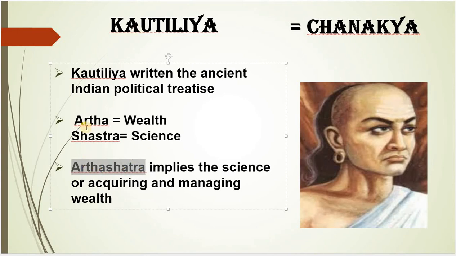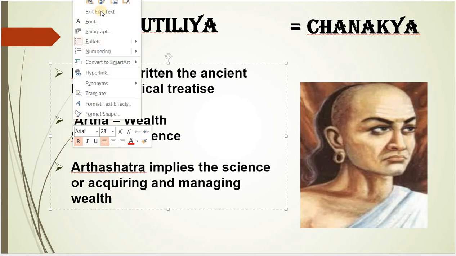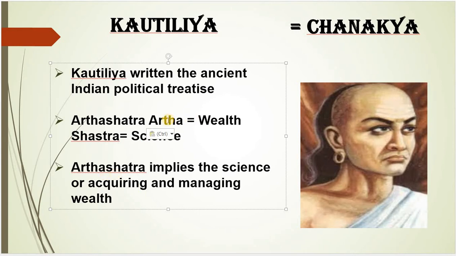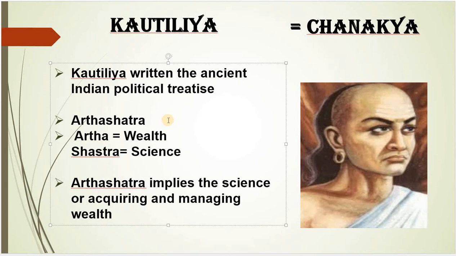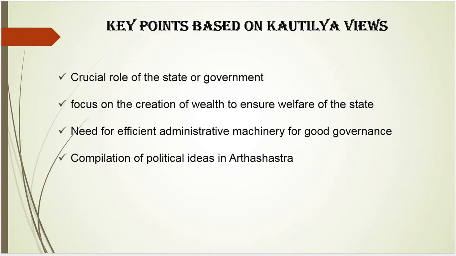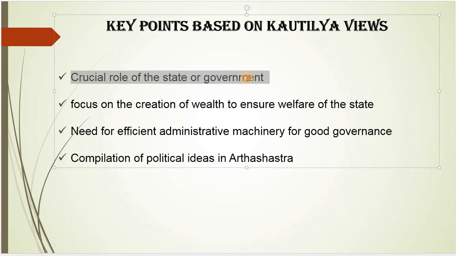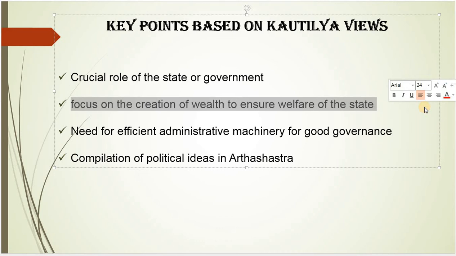Basically, it is a science of managing and acquiring wealth, meaning how the state should collect revenue and manage it. This is what Arthashastra is. Now we'll discuss the key points and views of Kautilya, which he gave in his book Arthashastra. He wrote that state and government play a crucial role in managing and acquiring wealth. As per him, it is for the state to focus on how to gather and create more and more wealth. What will happen if the state gathers and creates wealth? With this, the state can promote social welfare. Therefore, the state focuses on creation of wealth to ensure the welfare of the state.